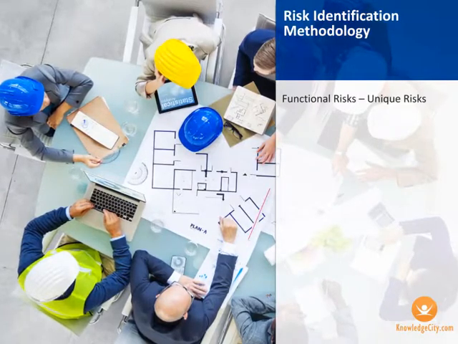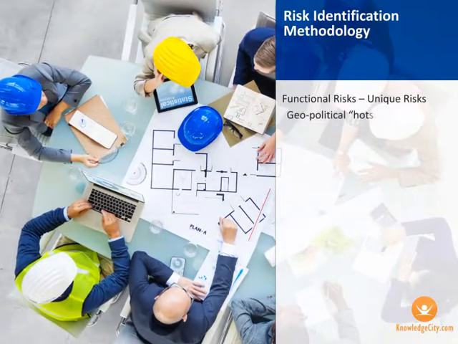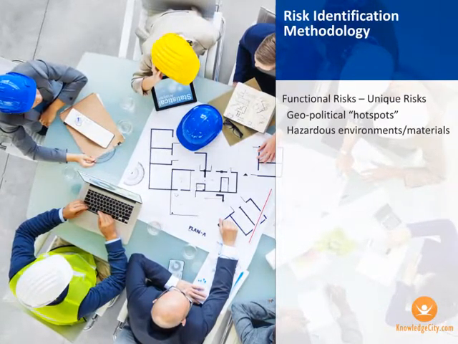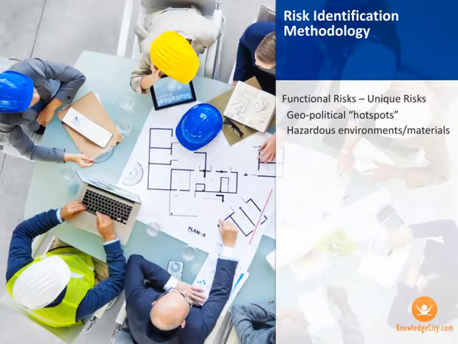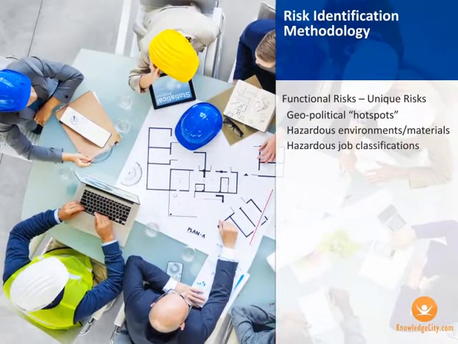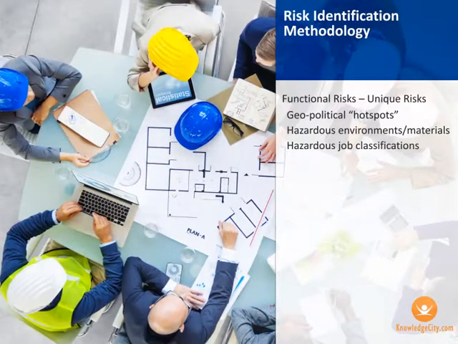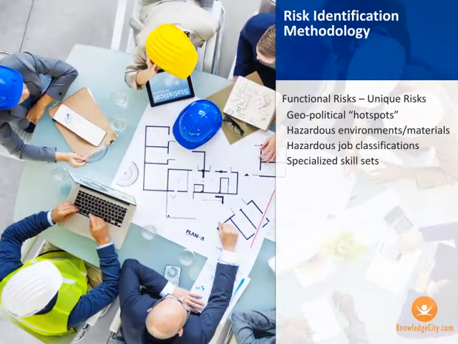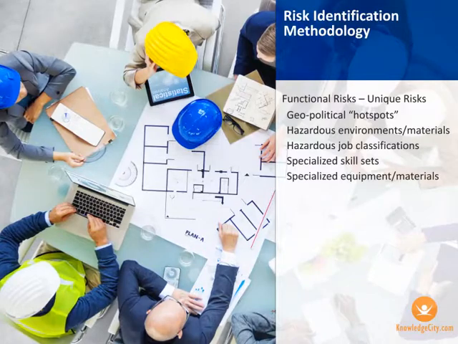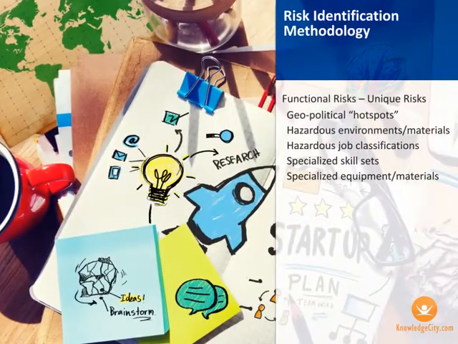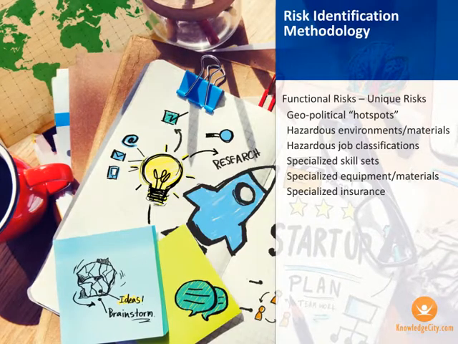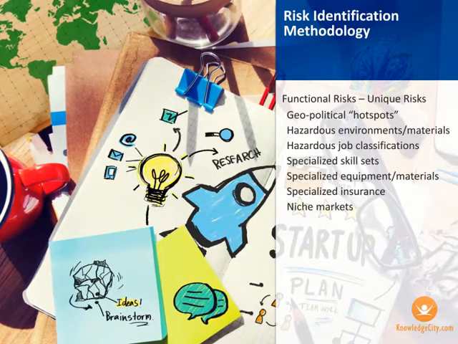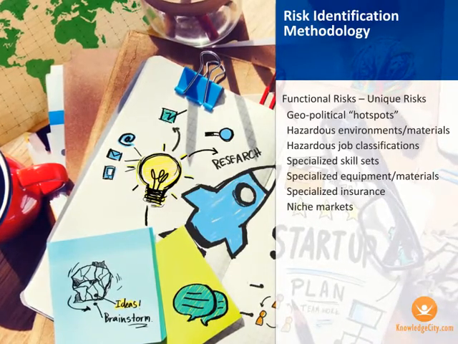So as a functional unique risk, identifying ripple effects from geopolitical hotspots of wars, riots, civil unrest, hazardous environments and materials relating to job sites and locations or proximity threats, hazardous job classifications, for example, commercial divers, nuclear power plant workers, specialized skill sets in the human resource arena and their scarcity, special equipment and the materials with their price tag and availability. Special insurance coverage outside the ordinary that are also potentially expensive and difficult to acquire, and niche markets that can impact a company's revenue if a downturn occurs.